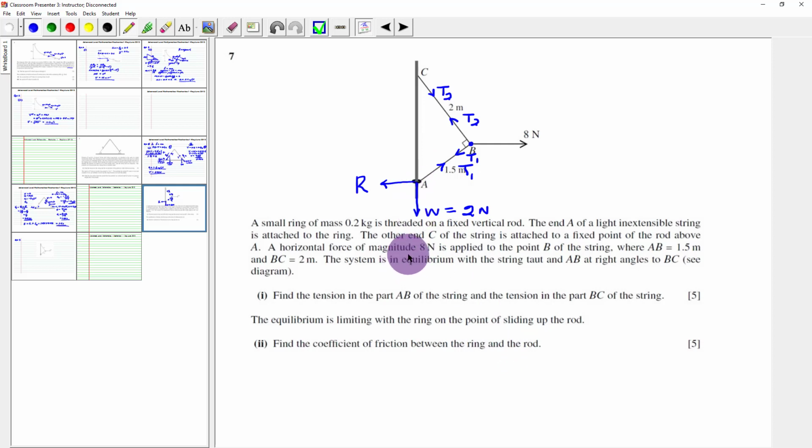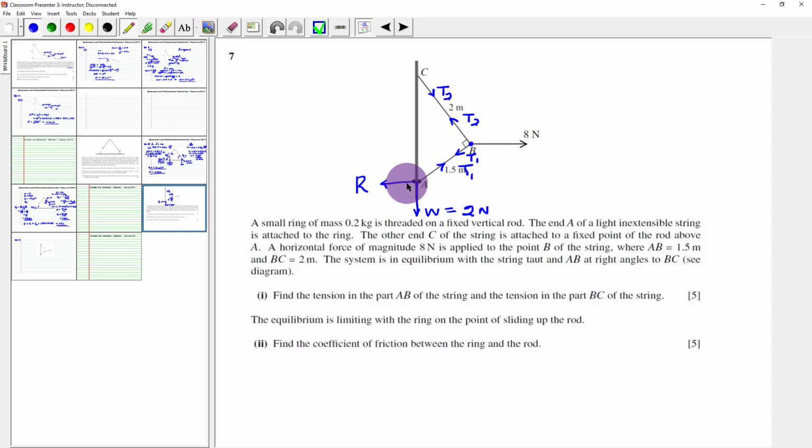So is there any other? Let me see what this 80 newtons is all about. A horizontal force of 80 newtons is applied at that point. So what are the forces which are acting on the ring? One of them is the normal component of the contact force. The other one is its own weight.